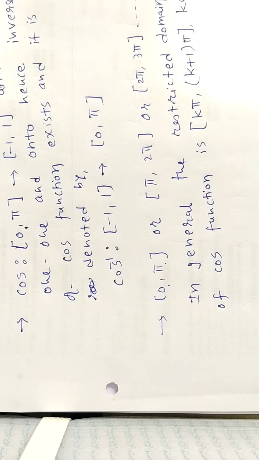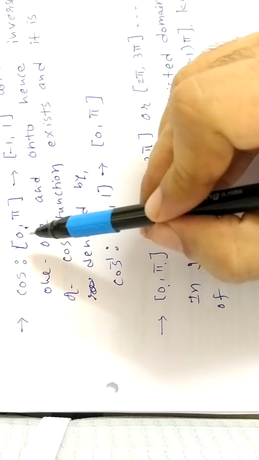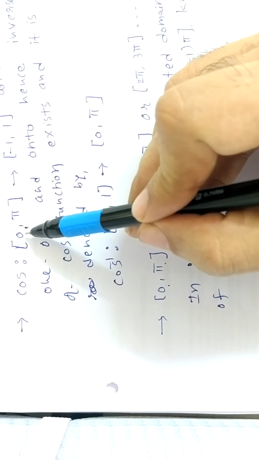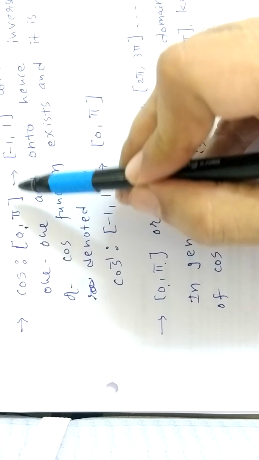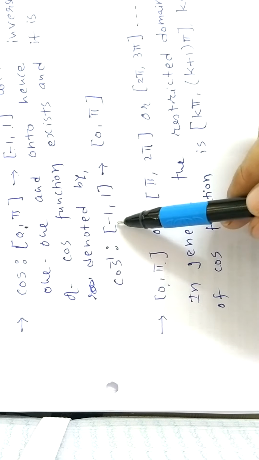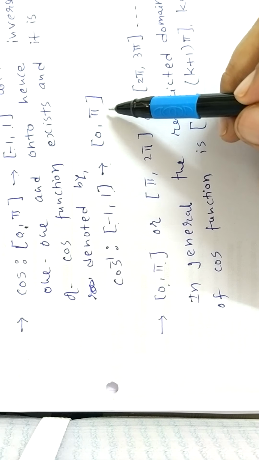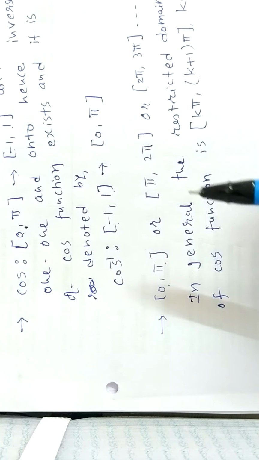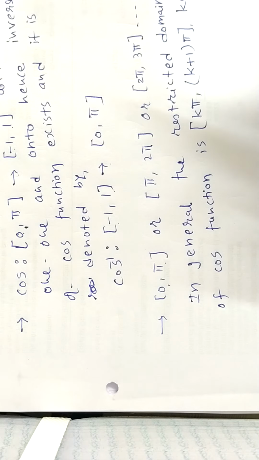But 0 to pi is the principal value of cos inverse x, and its graph is called the principal value branch of cos inverse x. Cos function is defined from 0 to pi to -1 to +1, and its inverse is defined from -1 to +1 to 0 to pi. So domain and codomain will be interchanged in cos and cos inverse.